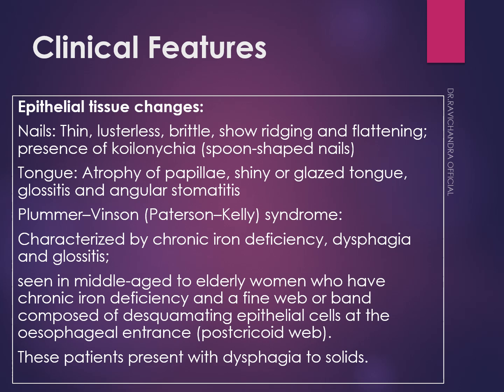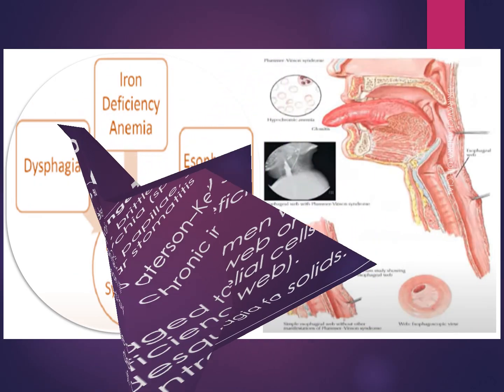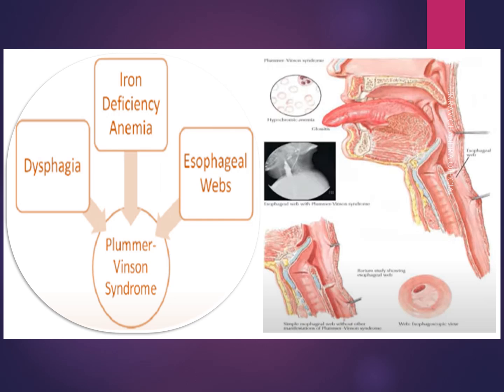And these patients present with dysphagia specific to solids. So Plummer-Vinson syndrome is a triad of chronic iron deficiency, dysphagia, and glossitis. This picture is showing Plummer-Vinson syndrome consisting of chronic iron deficiency anemia, post-cricoid web or esophageal webs, and dysphagia to solids.